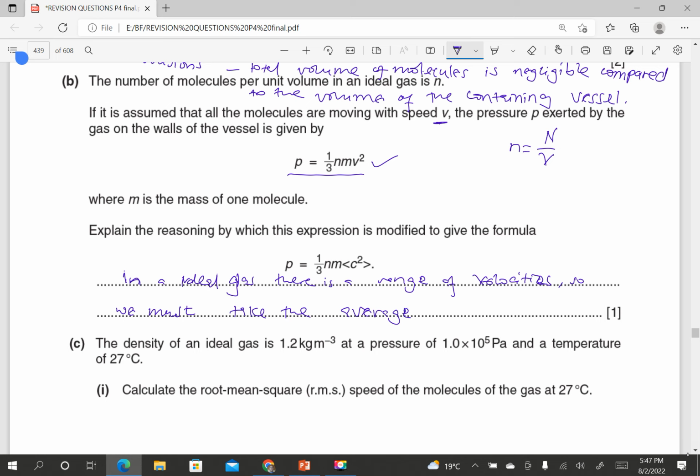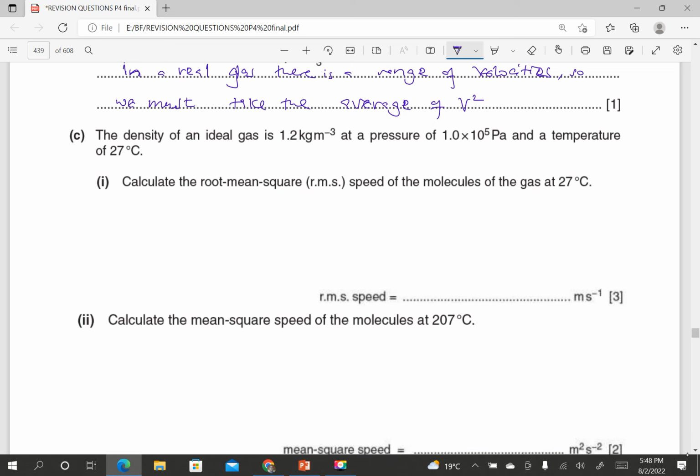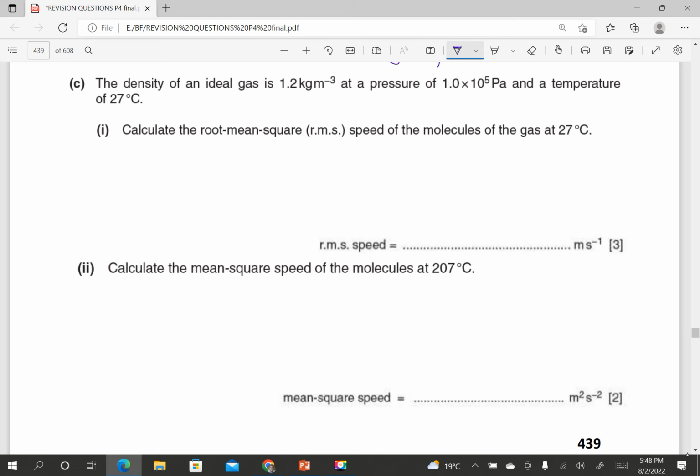We must take the average of v squared. In an ideal gas, there is a range of velocities, so we must take the average. Even if you refer to a real gas, because in practice we just approximate real gases to be ideal, I can say in a real gas there is a range of velocities, so we must take the average of v squared. So the answer is because the molecules move with a wide range of velocities. That's why we need an average of the value of the speed.